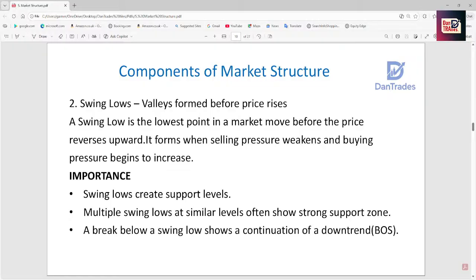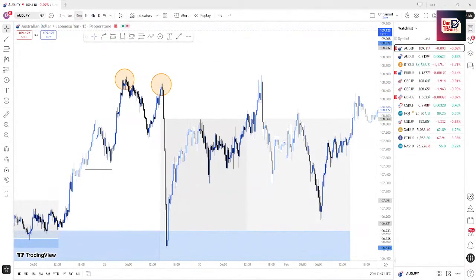Yes, swing lows are the opposite of swing highs. I told you in forex trading, everything moves in pairs. Whatever goes in one direction also goes in the opposite direction in trading. So swing lows are the valleys formed before price rises. A swing low is the lowest point in the market move before the price reverses upwards. It forms when selling pressure weakens and buying pressure begins to increase. Now, what's the swing low?